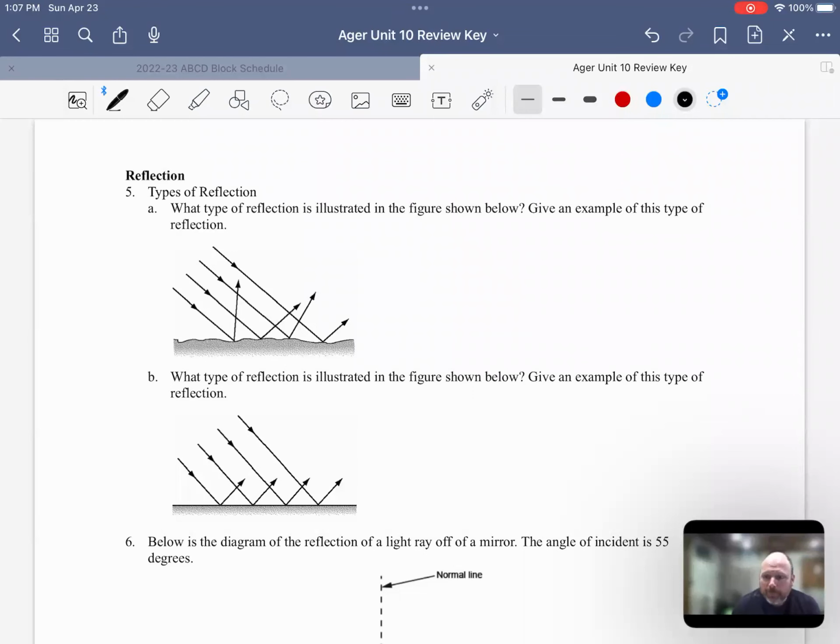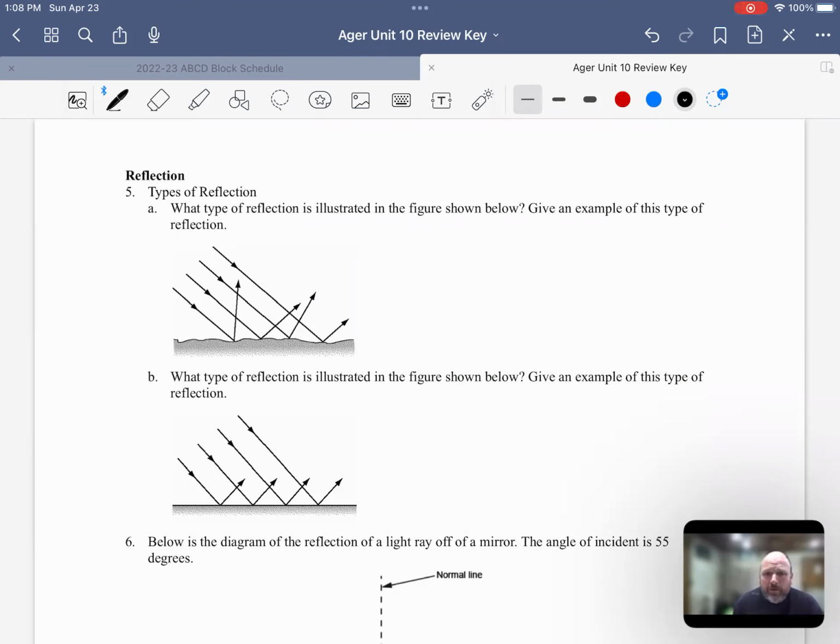All right, hey, everybody. So this is page number 3. It's not technically page 3, it's whatever. It's questions 5 and 6, and I think 7 too down at the bottom, on reflection and this idea of images and things. So real quick, this is not too complicated.